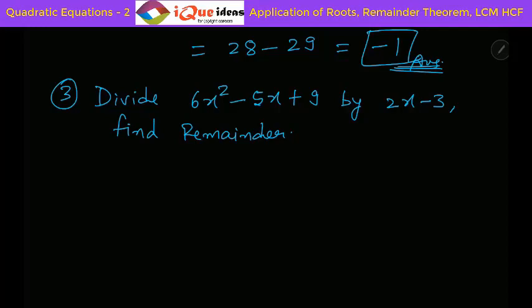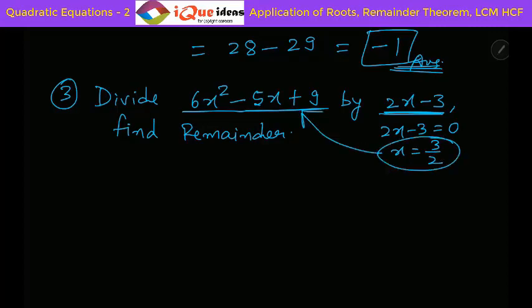Okay. Now let's take this question. It says divide 6x squared minus 5x plus 9 by 2x minus 3. Simply equate 2x minus 3 to 0. We get x equal to 3 by 2. Put x equal to 3 by 2 in this expression. This will give us the remainder. So the required remainder is equal to 6 into x squared, that means 3 by 2 squared, minus 5 into 3 by 2 plus 9. We substitute 3 by 2 in place of x.